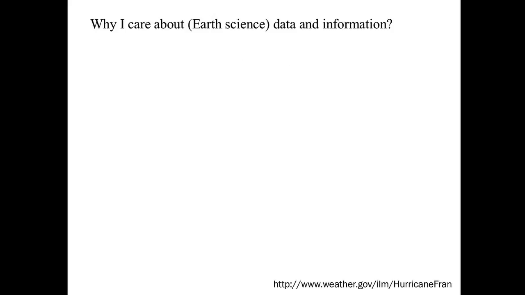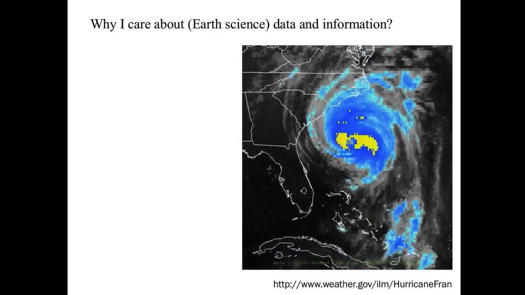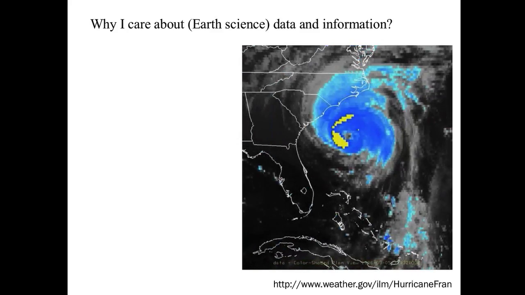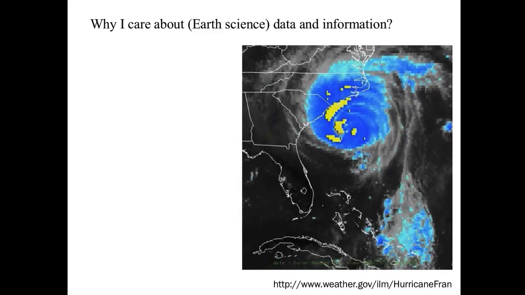And so it's been really interesting for me to get to participate in this group. I gave a talk at one of their first workshops on data-driven decision-making, and I used this slide about why I care about data and information. And I started with this image, which is a hurricane coming up the coast of North Carolina in 1999. It was Hurricane Fran.